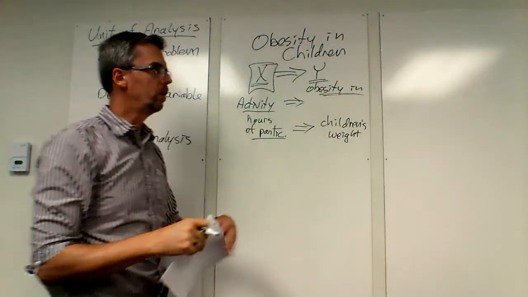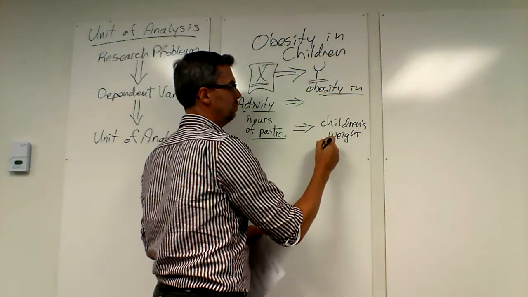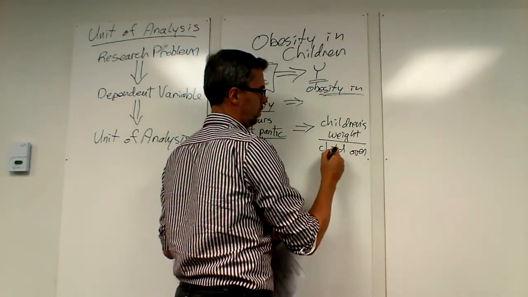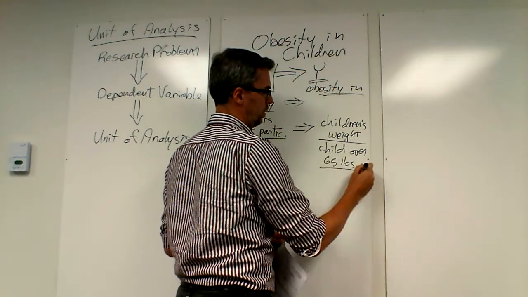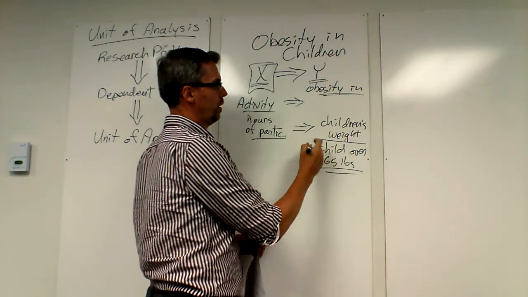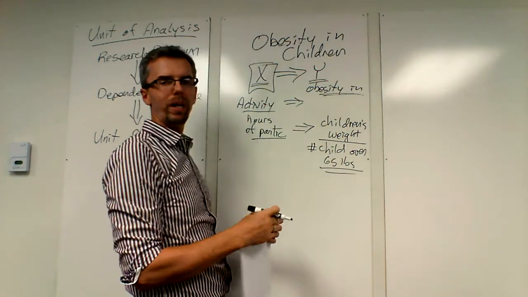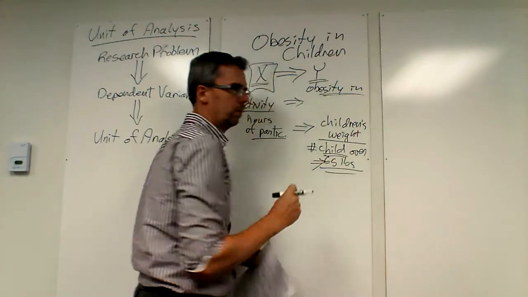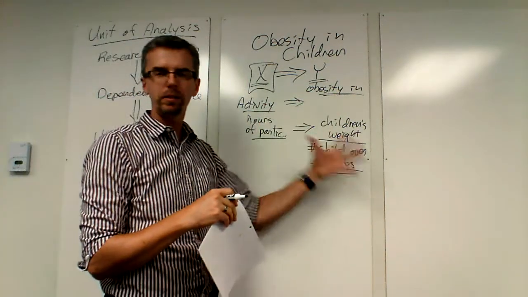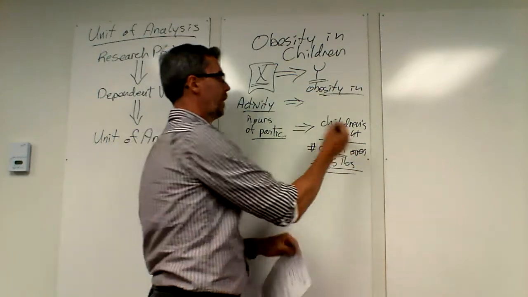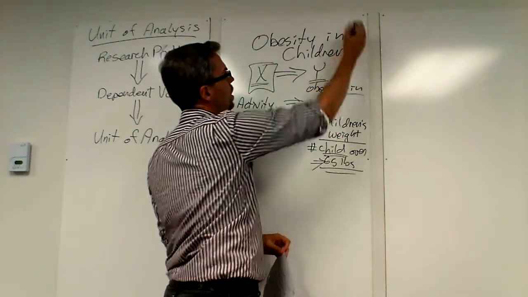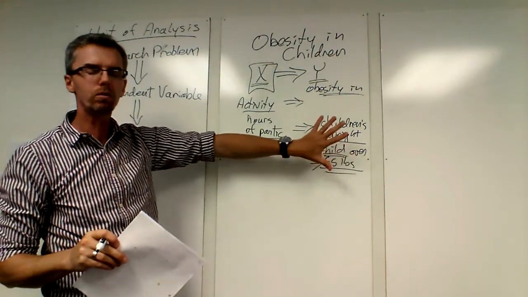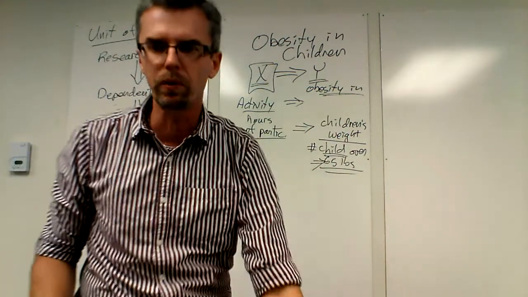So the unit of analysis may be a child over 65 pounds, or the number of children over 65 pounds. So you may be looking at children that have very specific demographics assigned to them. And so you have to actually break it down and get very, very specific. You can't just say my unit of analysis is obesity in children. That's your dependent variable. What you're actually going to measure here becomes your unit of analysis. So get very specific on that.